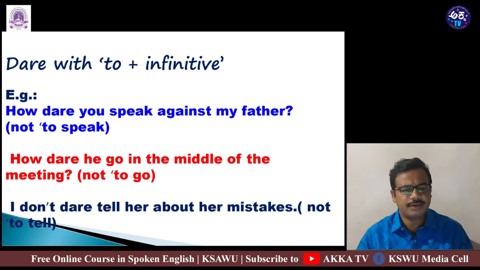I don't dare tell her about her mistakes. I don't have the courage to tell her about mistakes. And don't use I don't dare to tell her, it is wrong, and how dare he to go, it's wrong. So don't use the to plus infinitive with dare. This is about dare as a semi-modal. It is used, and you should be extra careful while using dare.